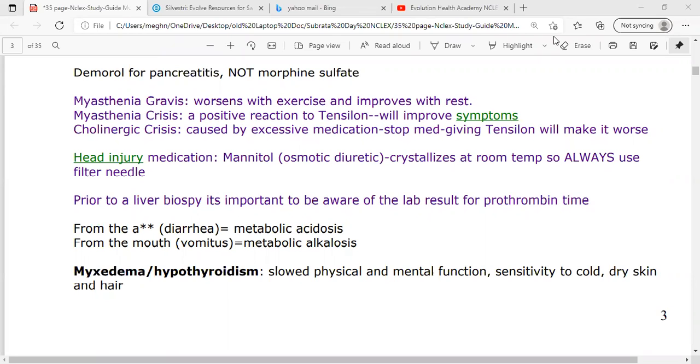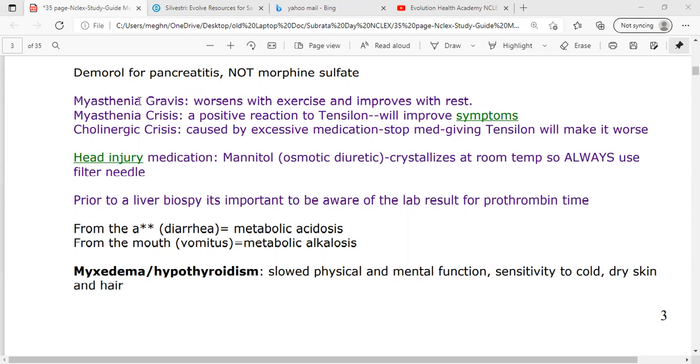So in case of myasthenia gravis, it worsens with exercise and improves with rest. So myasthenia gravis gets worse when the patient exercises, and when the patient takes rest, they feel better.